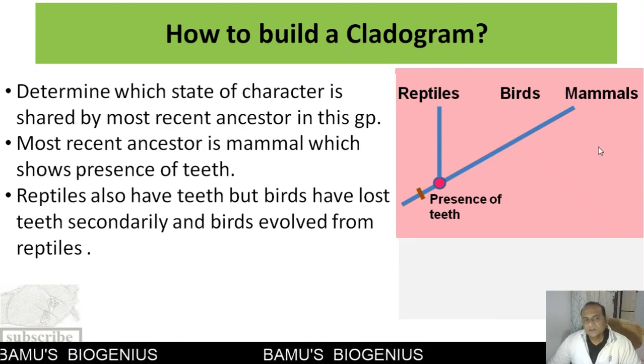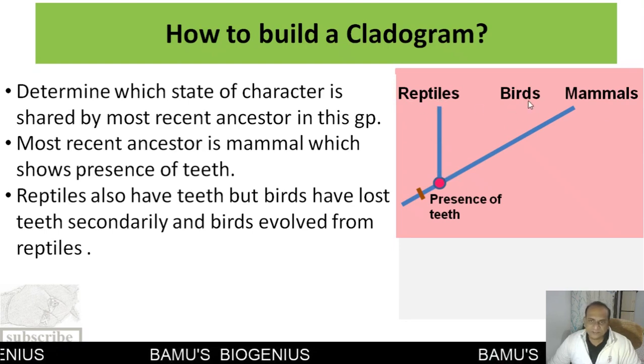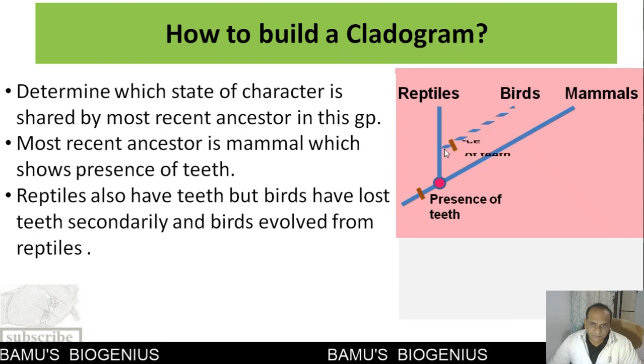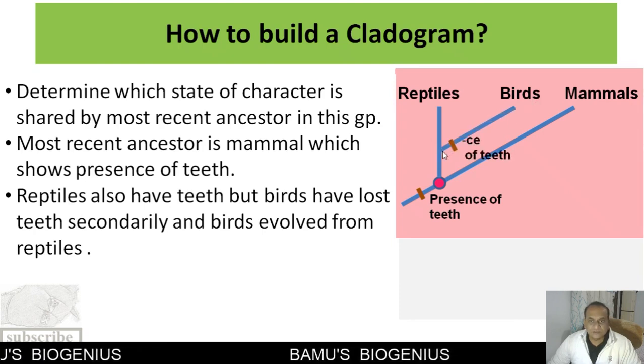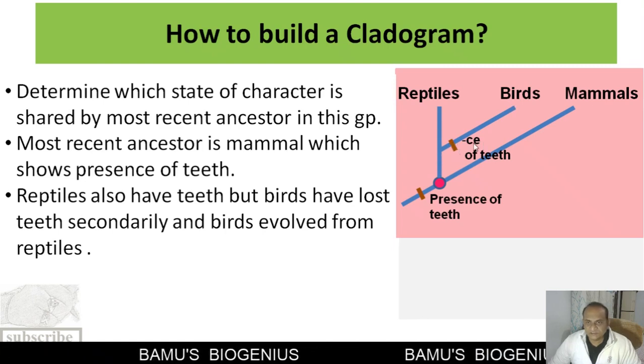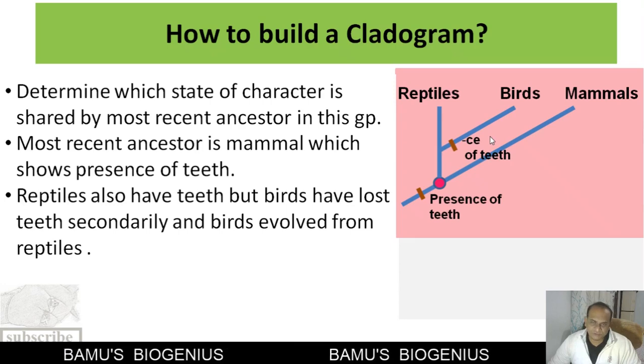Then consider the reptiles. We know that reptiles also have teeth, but birds don't have teeth. Now we know that reptiles and birds have a common ancestor, and from that common ancestor birds arose, so they lost these teeth secondarily. So here we are putting this absence of teeth on this particular line, that is before birds. So it suggests that the birds have lost their teeth during evolution.